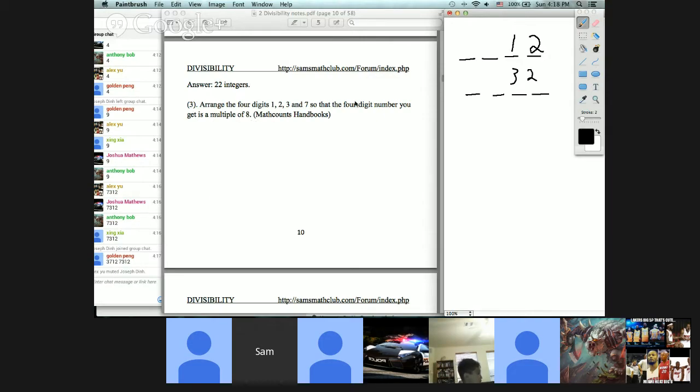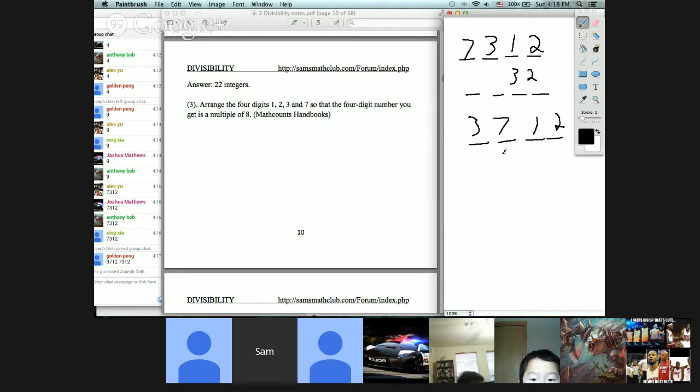So then you see that 7312. So 3 can't actually go here because if it's a multiple of 8, the last 3 digits have to be a multiple of 8. So 3 has to go here, and then 7 goes here. Golden had a second solution, 3712, which is also divisible by 8 because 712 is divisible by 8. So nice job.